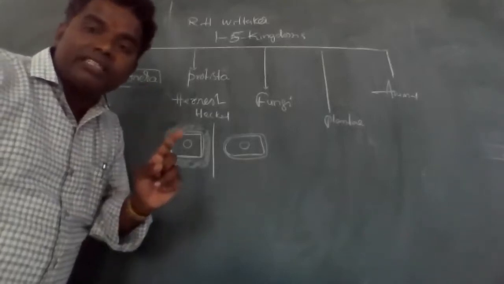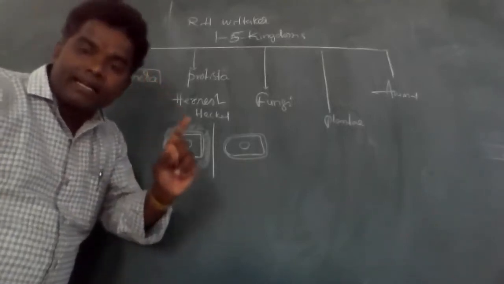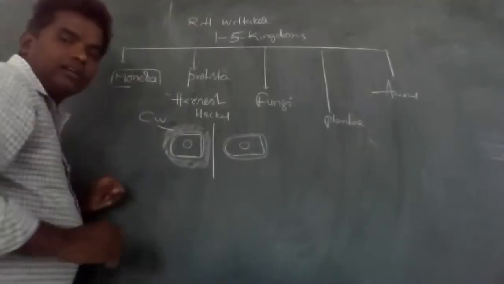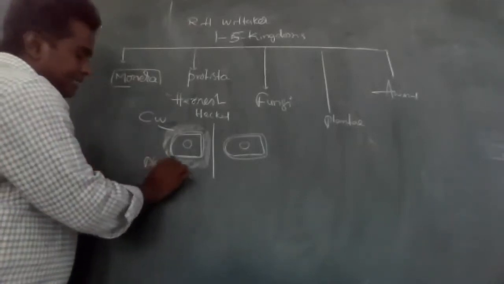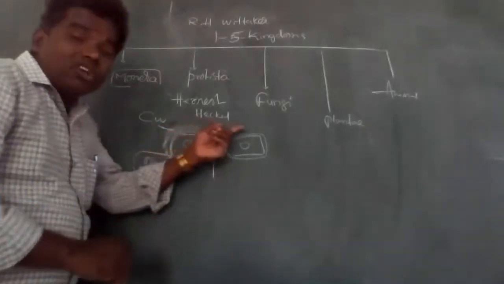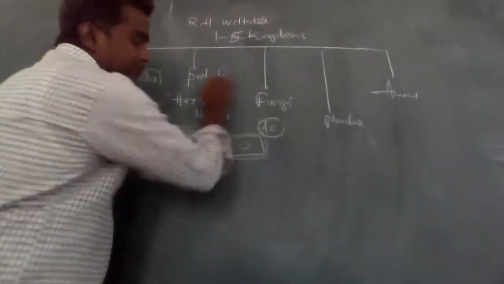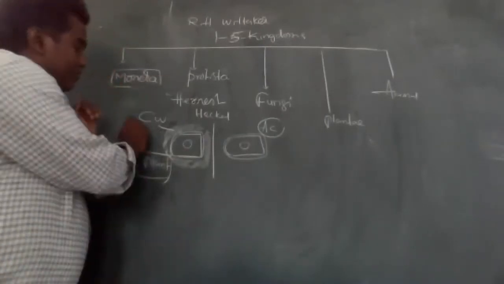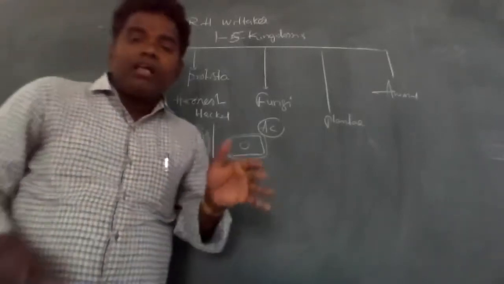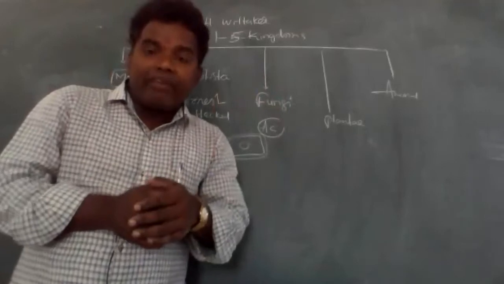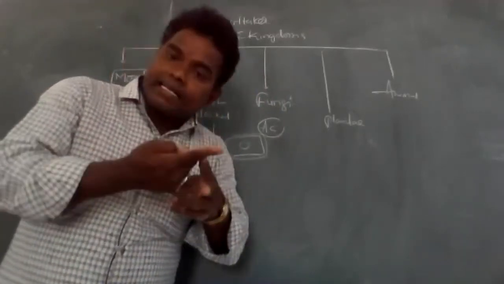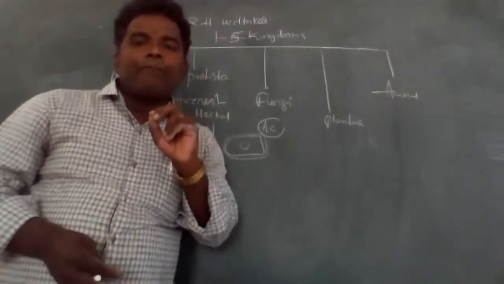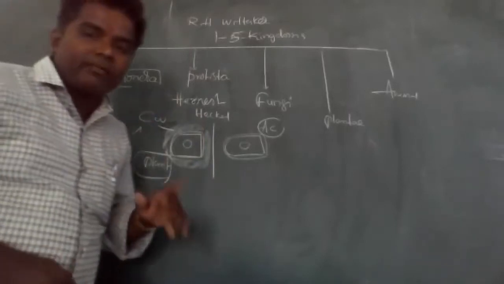Cell wall is a plant character. Remember, if a cell wall is present, that is a plant character. If a cell wall is not there, that is an animal character. So that is one of the main aspects. That means the Protista kingdom has both plant characters as well as animal characters. That is a very important thing. That is the first point.